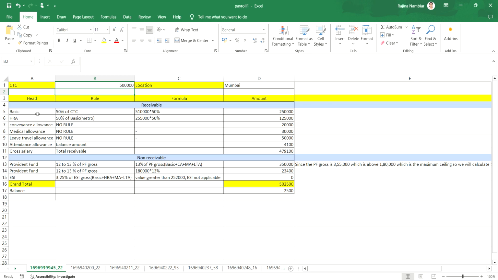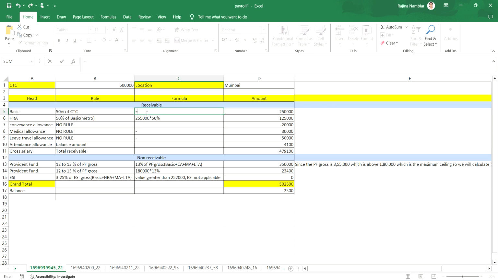The basic generally is from 30 to 60% of CTC. Here we have considered 50% of CTC. So 50% of your CTC, into 50%, you get the value. This will be the amount.